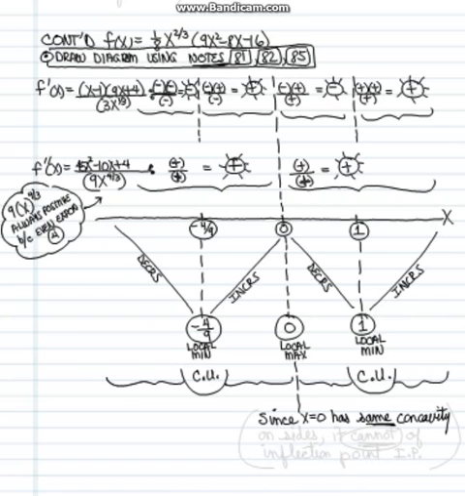Now, I want you to notice that since x equals 0 has the same concavity on both sides, it is impossible for it to be an inflection point. Remember, to be an inflection point, you have to have a change in concavity.